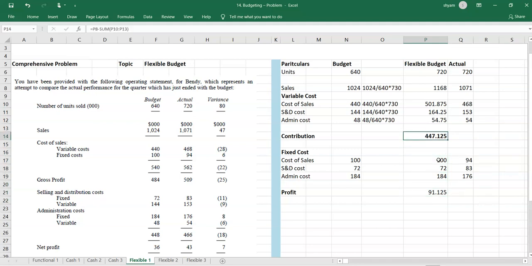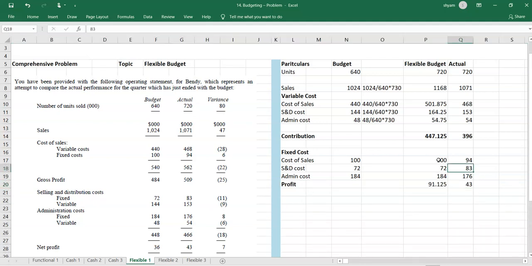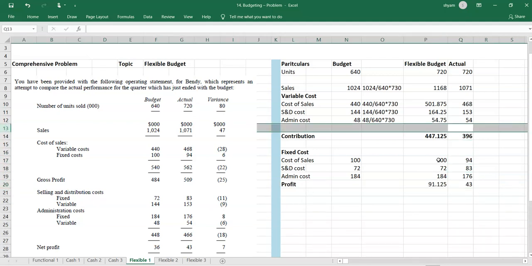So let's get the answer for the actual. The contribution should have been 447, and profit should have been 91, but it's only 43. So where is the problem hiding? That is what we have to find.